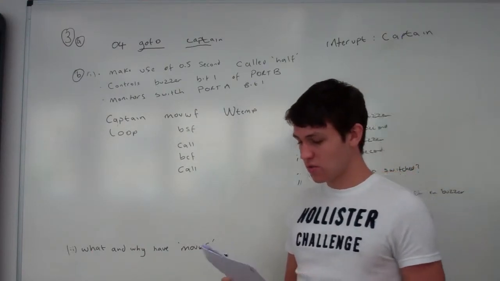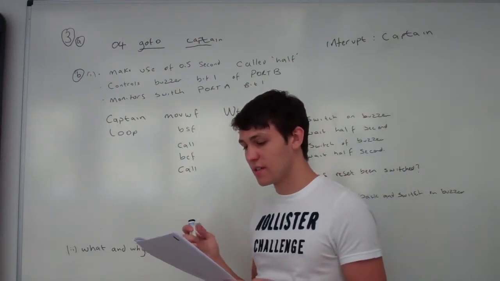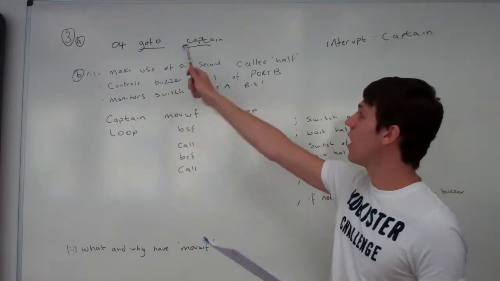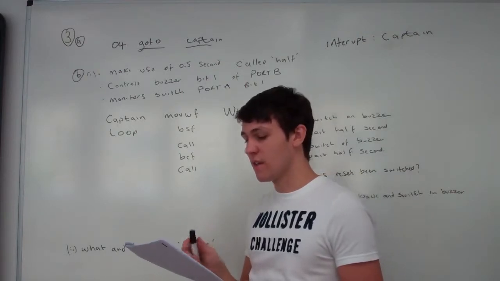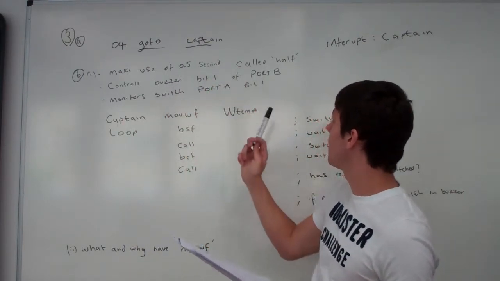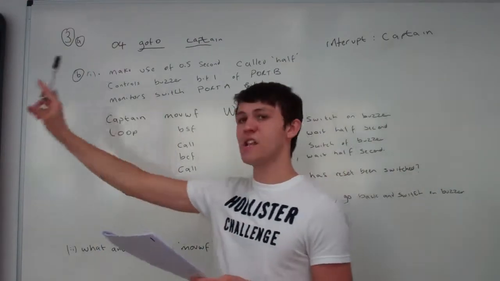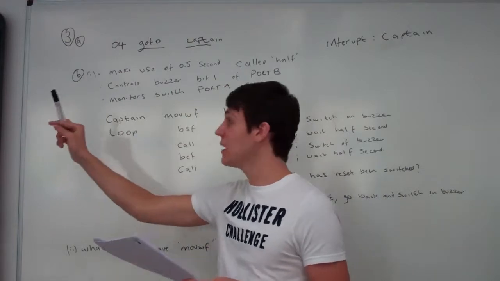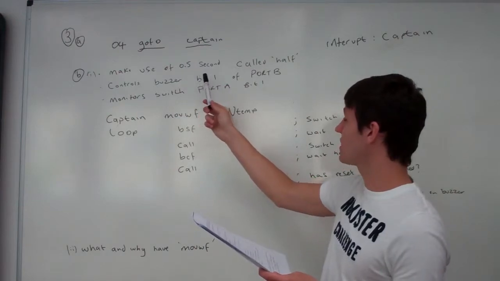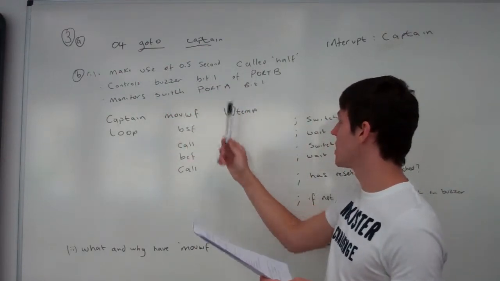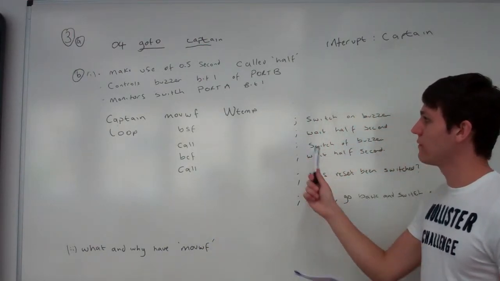Next part of the question, worth quite a lot of marks. It gives us a couple of bullet points. It says this is the interrupt. So after the captain pushed the button, this is what we're going to, this interrupt service routine. It says it makes use of a 0.5 second delay called half, alright? So that's another routine that's going to be over here somewhere, which we can call. Alright, the buzzer controls the buzzer, which is bit 1 of port B, and monitors a switch at port A, bit 1. Alright? So this is what we're given to start off with.